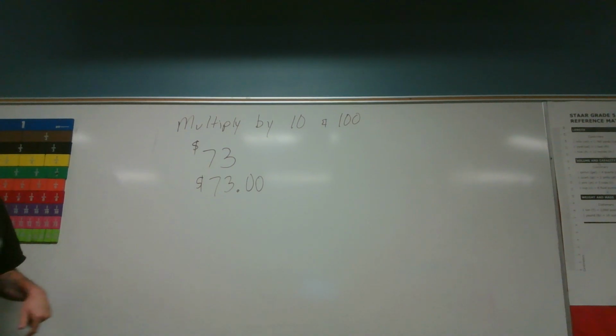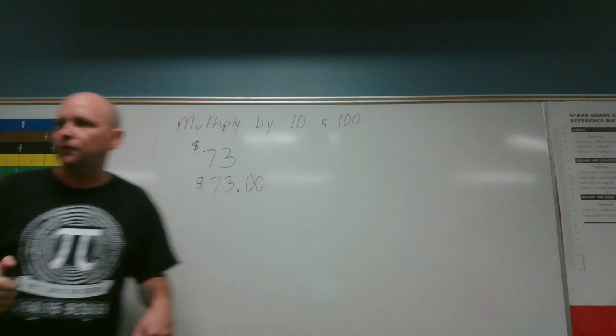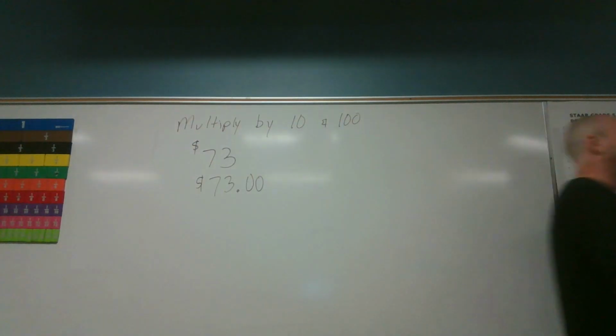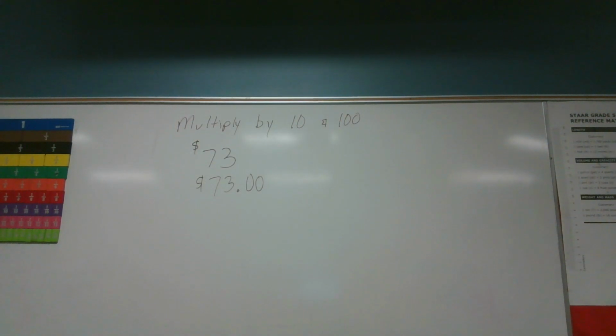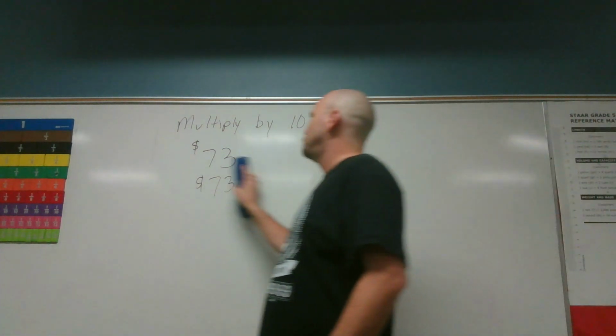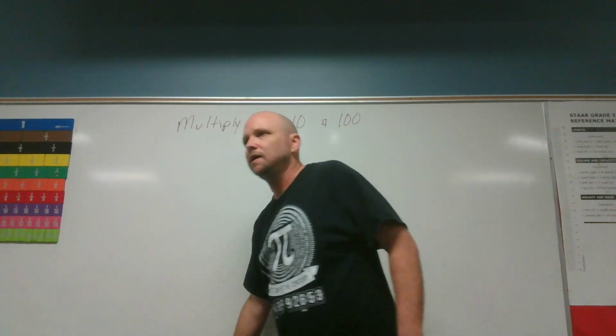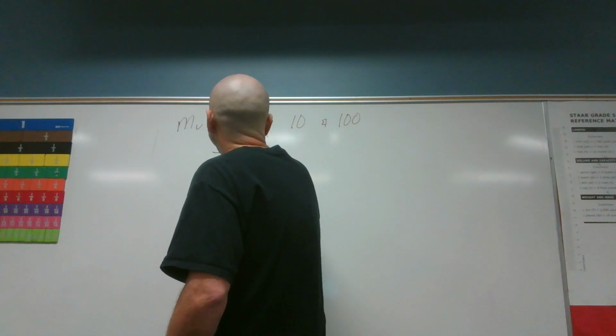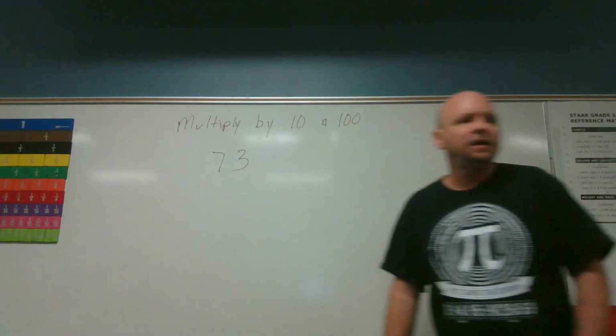Let's keep in mind here, because a lot of you think it's just add a 0 when you multiply by 10. It's not just add a 0 when you multiply by 10. It's actually moving the decimal point because you're making it 10 times greater. So let's take the first one. 73.